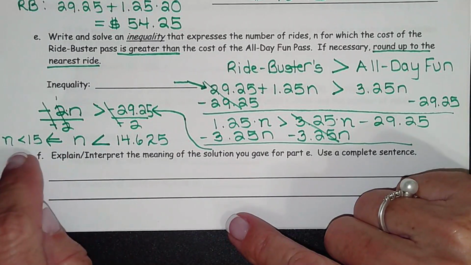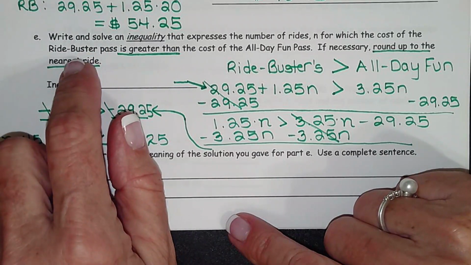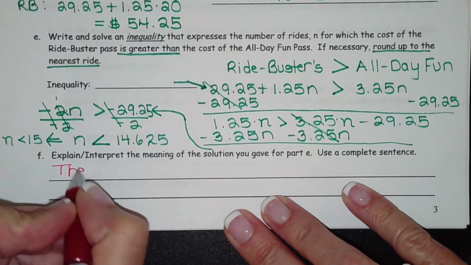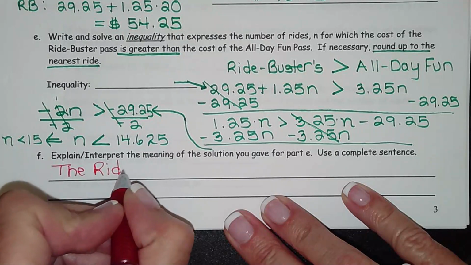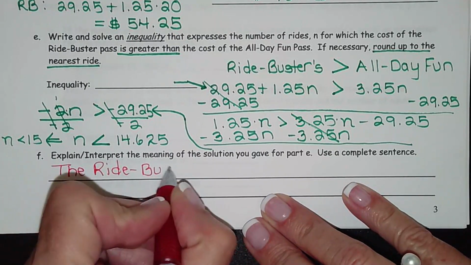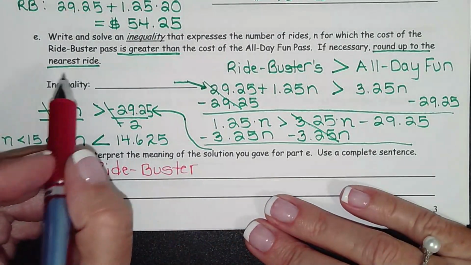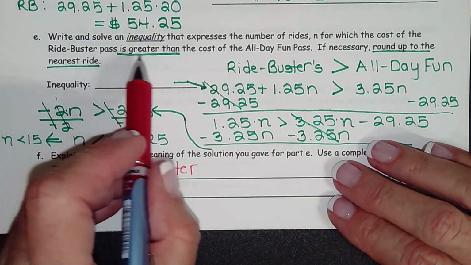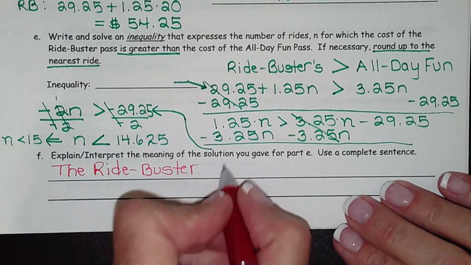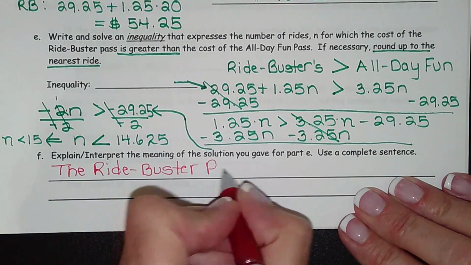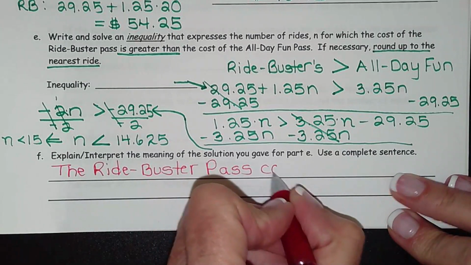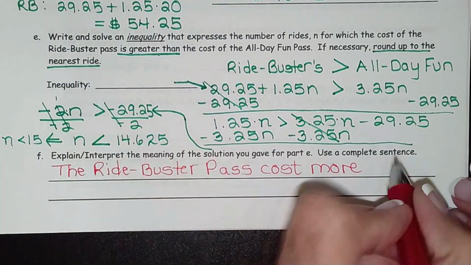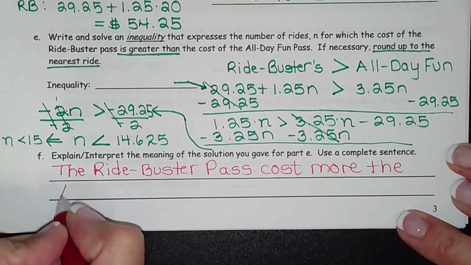So we have to say Ride Buster Pass. So let's start writing this. The Ride Buster, and that is always the easiest way to write your sentence, is by reiterating what the problem said. And sometimes you have to change the word. Is greater than, you would say costs more than. So the Ride Buster Pass costs more than the all-day fun pass.